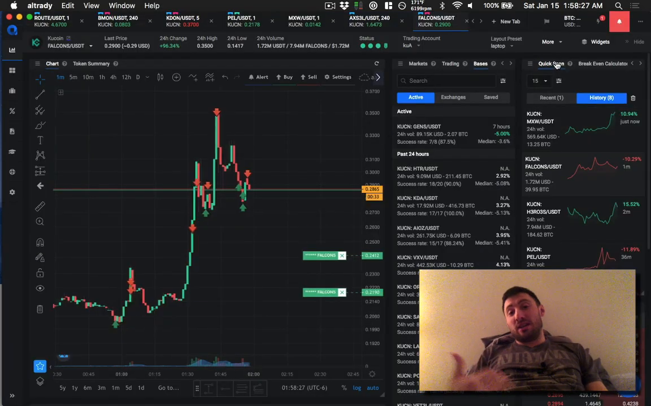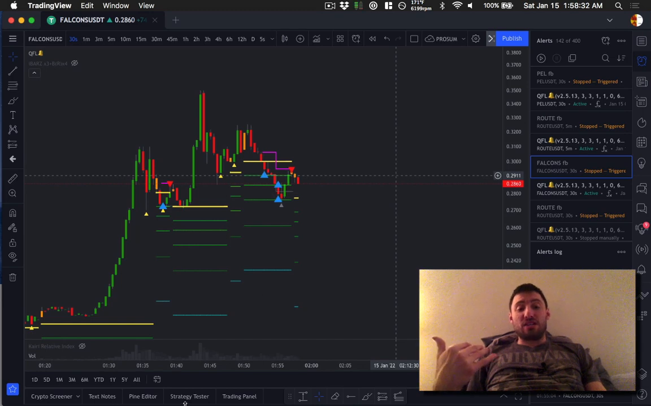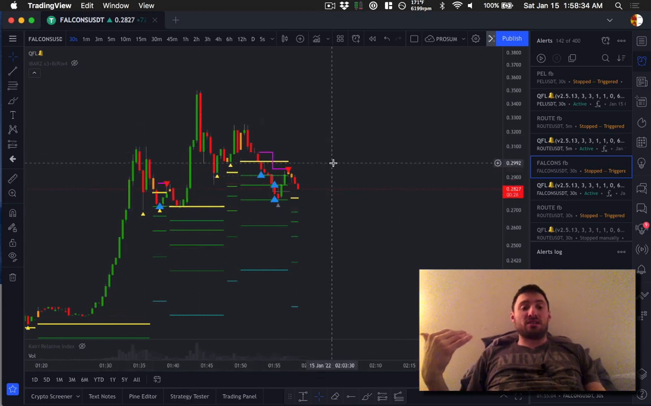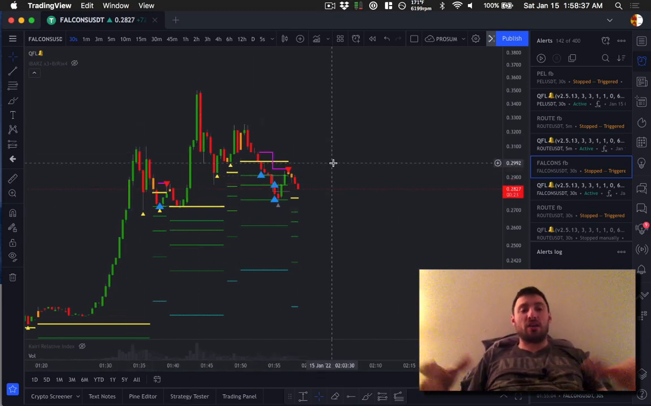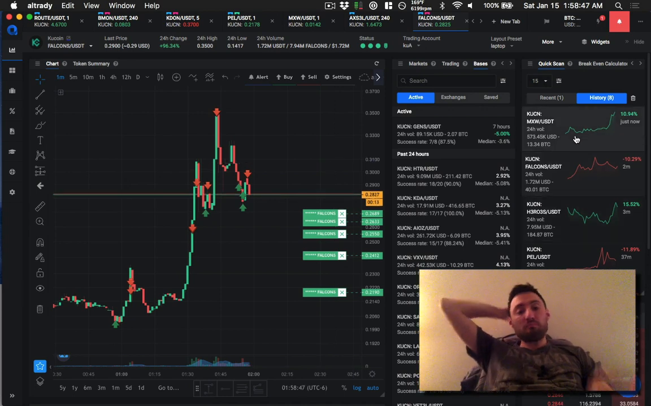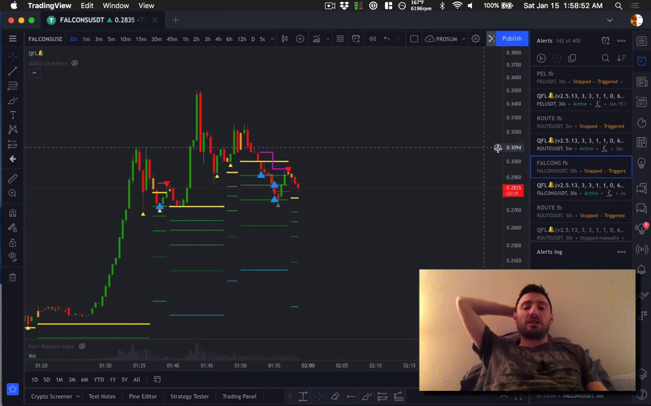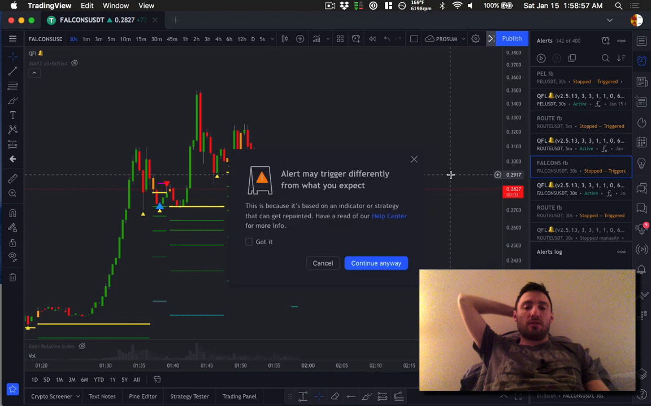I'm getting quick scan alerts, and these are coins that I've screened with the strategy tester. They've got a built-in strategy tester with the ProSum Solutions QFL indicator, and I picked out the coins that had the best returns, and so then they'll show up in the quick scan. Then I'm putting bots on them, and what's dope is I can just click this plus button and say add alert for QFL.